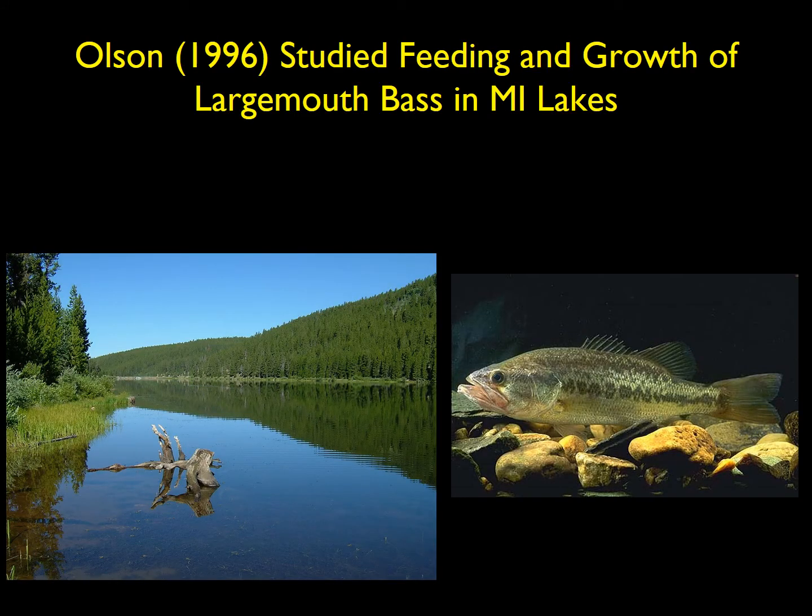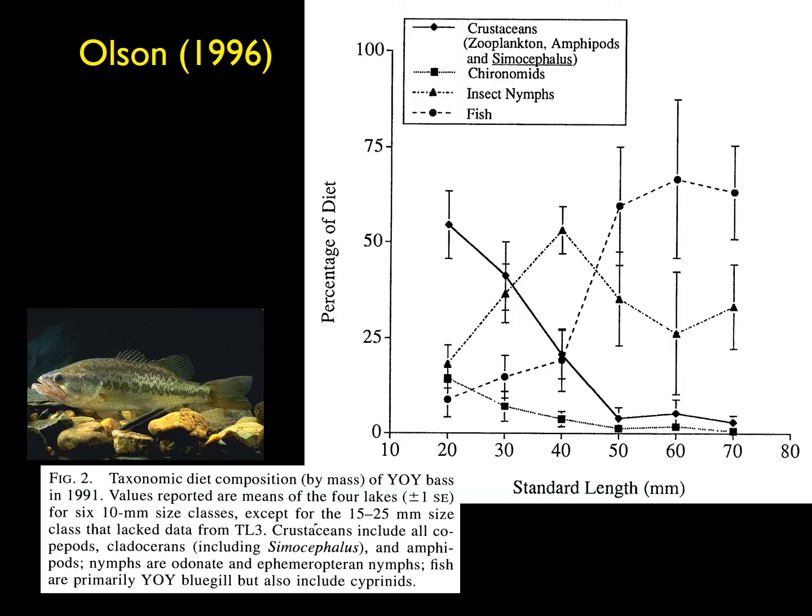To illustrate another idea, here's an example looking at largemouth bass, and these are data from lakes, but a similar thing happens with stream fishes as well. And they were looking at feeding and growth of largemouth bass in lakes in Michigan. So the standard length on the x-axis, standard length, in case you're curious, is the length from the tip of a fish's snout to the base of its tail. And then they had percentage of the diet of all these different categories.